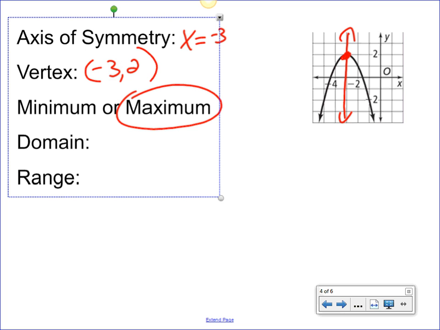The domain: x could be all reals again. There's no number that you can't put in here. And the range, since we have things from here and below for the y values, I can never get above that 2. We would say that y has to be less than or equal to 2 this time.